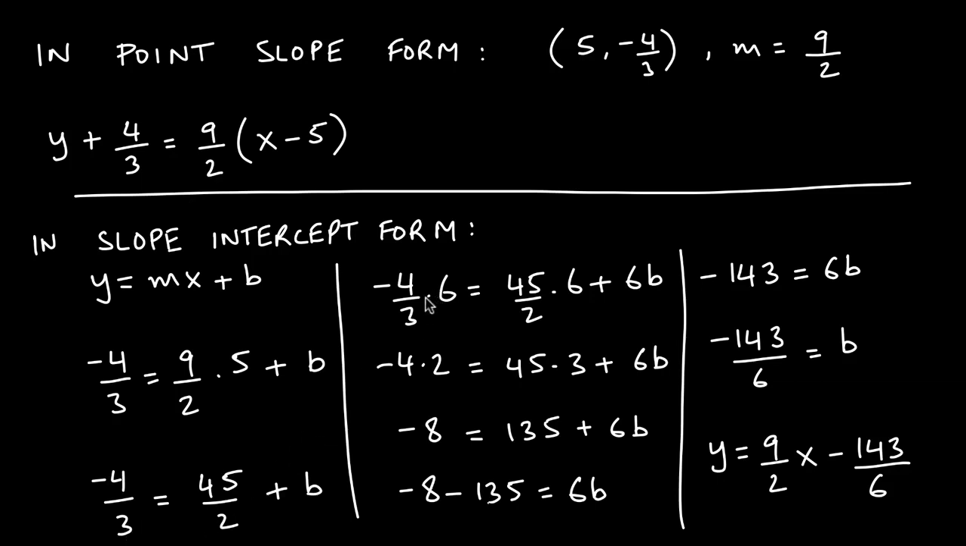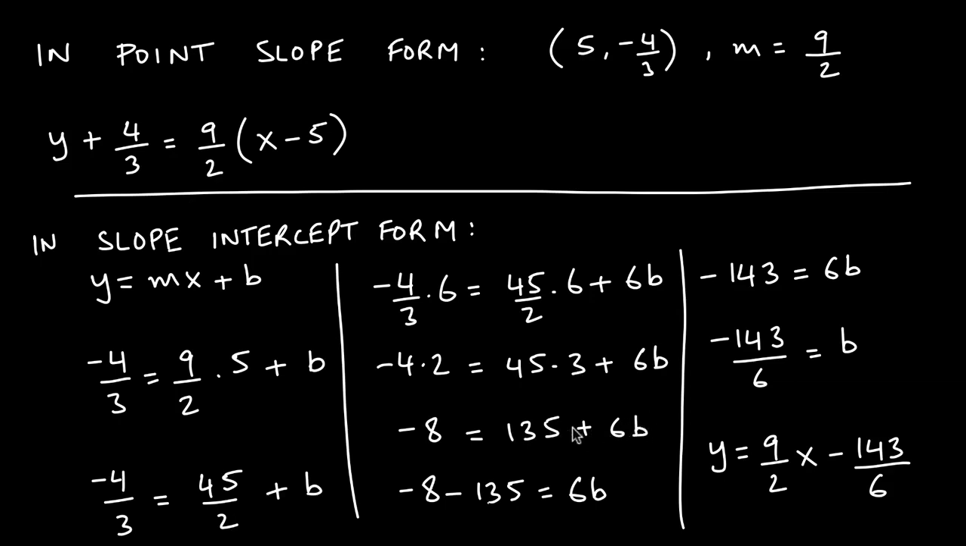Well, what happens if we multiply every single term of the equation by 6? Well, the 3 will go into the 6 twice, so the negative 4 comes down, 3 goes into 6 twice, so I put a 2 there. 2 goes into 6 3 times, so I put a 3 here, and the 45 just comes along for the ride. And then there was nothing to cancel here, so the 6b just stays as 6b. Negative 4 times 2 is negative 8. 45 times 3 is 135, plus 6b.